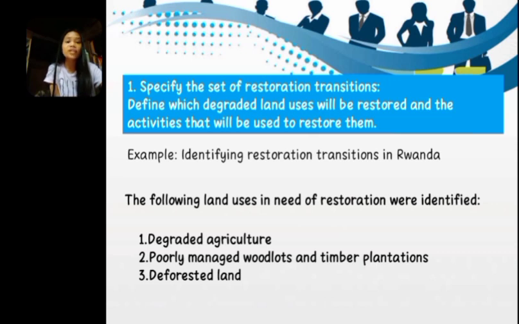So, in Rwanda, IUCN and WRI used consultative workshops with government and non-government stakeholders to identify 3 degraded land uses that could benefit from restoration through the strategic introduction of trees and improved management practices. Through the consultative workshops, the following land uses in need of restoration were identified.